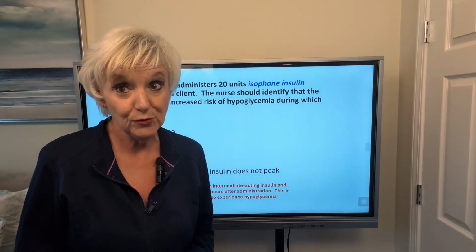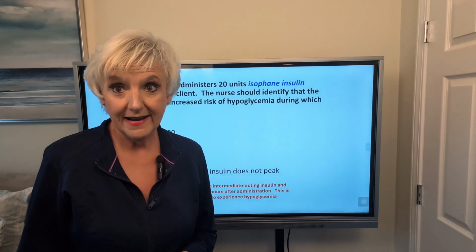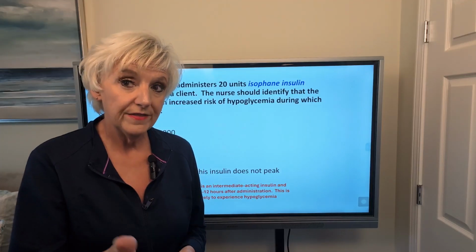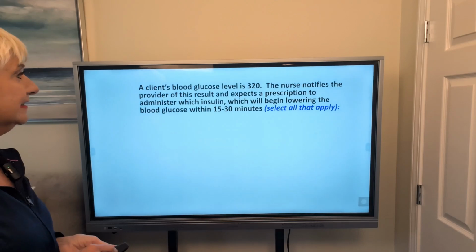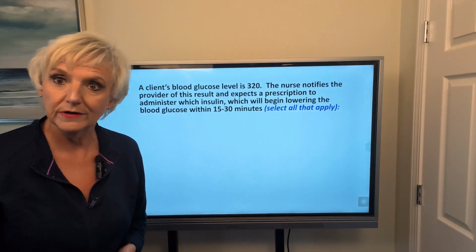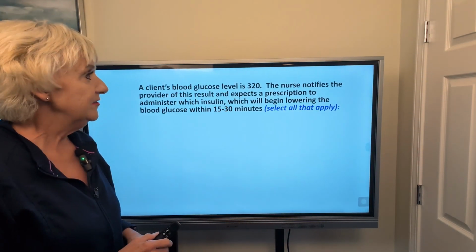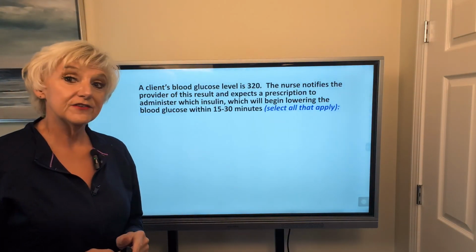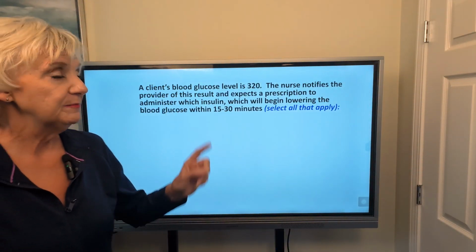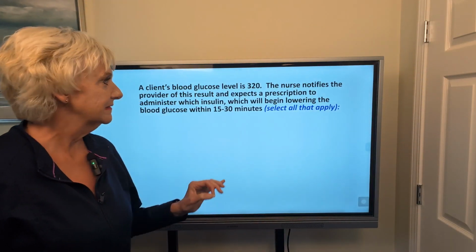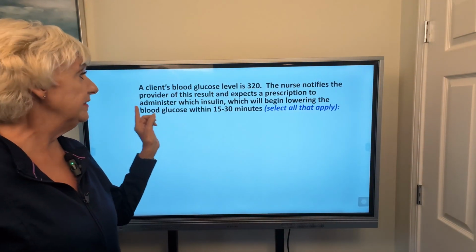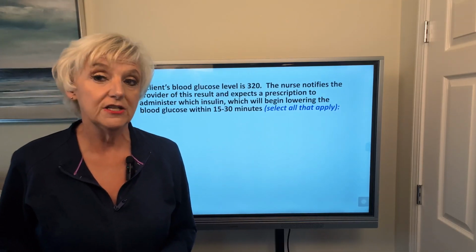It would be up to you to be able to spot that, the low sugar, and know when that could happen. Okay, so let's go. A client's blood glucose level is 320. Woo, that's up. The nurse notifies the provider of this result and expects a prescription to administer which insulin that will begin lowering the blood glucose within 15 to 30 minutes.